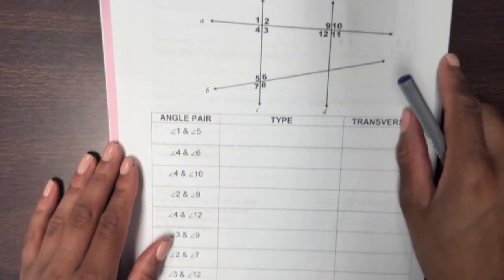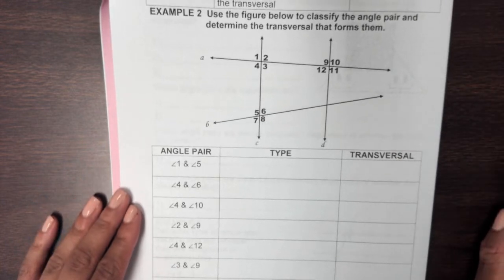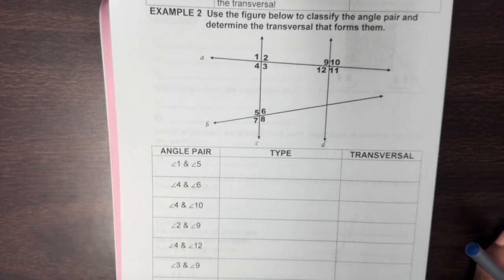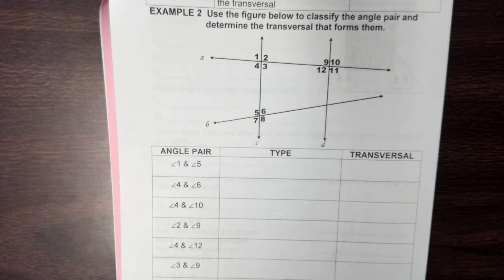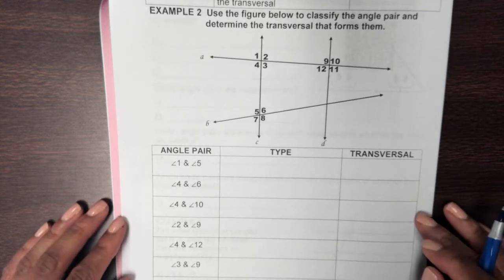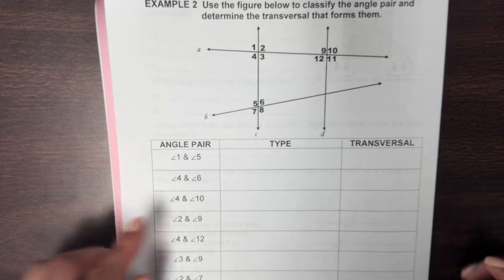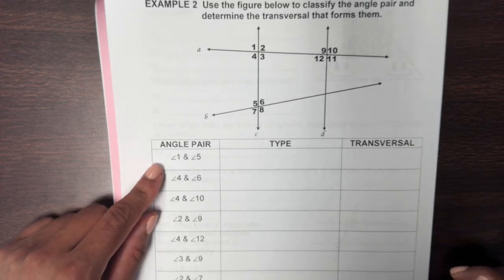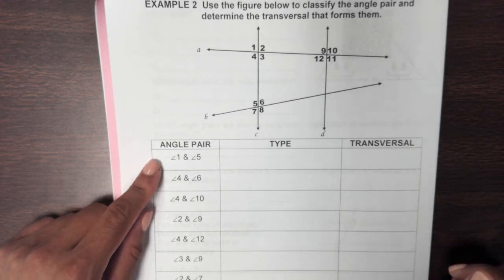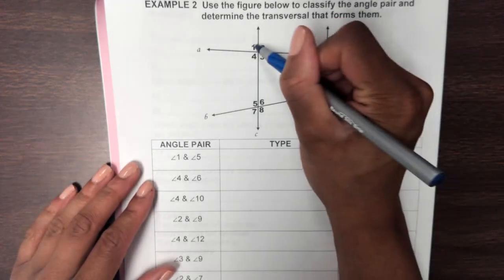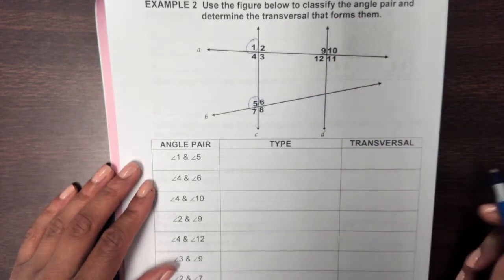we have example 2 here. Use the figure below to classify the angle pair and determine the transversal that forms them. So they give us an angle pair, and we have to tell what type it is. Let's start off with example 2, and then we'll talk about angle 1 and angle 5. So I have angle 1 and angle 5.